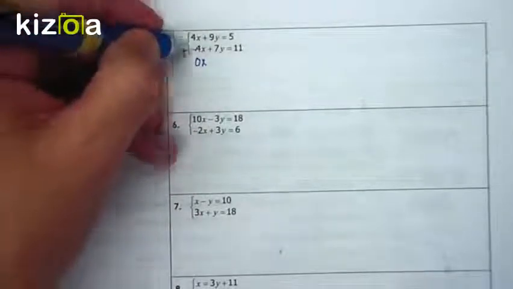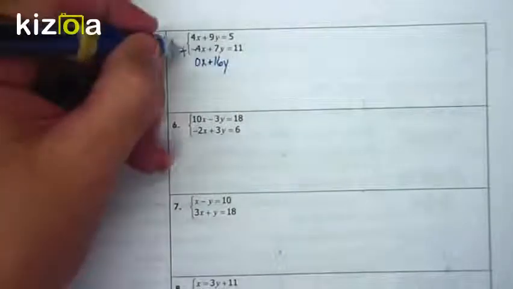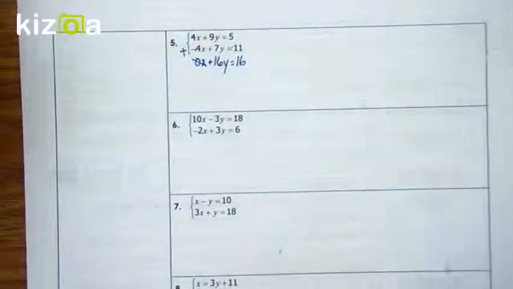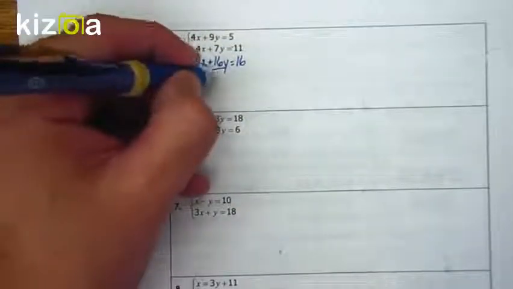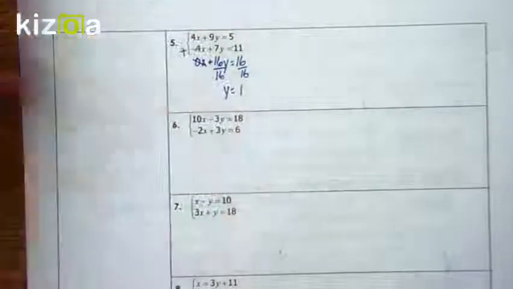9 plus 7 gives me 16y. 5 plus 11 gives me 16. Since 0x is 0, anything plus 0 doesn't change, so we can eliminate the 0 and say 16y is equal to 16. If I divide both sides by 16, I'll find that y is equal to 1.